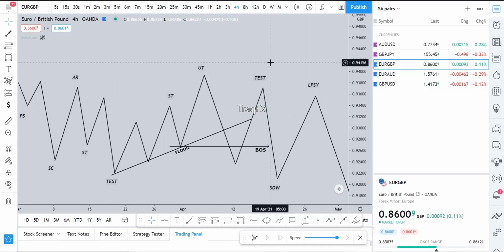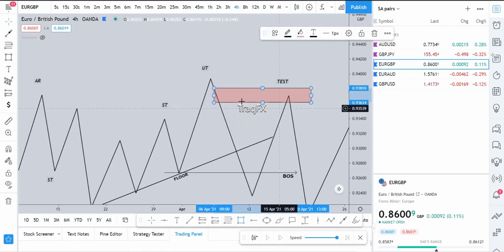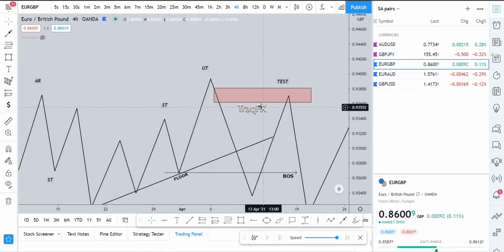So number one, at our test, we want to see this expansion break through, and then we can look for an entry off our confirmations. We can look for an institutional candle around this upthrust that hasn't been mitigated.